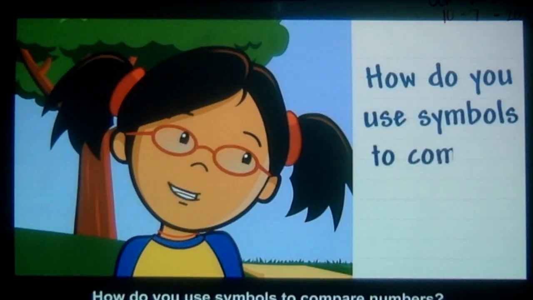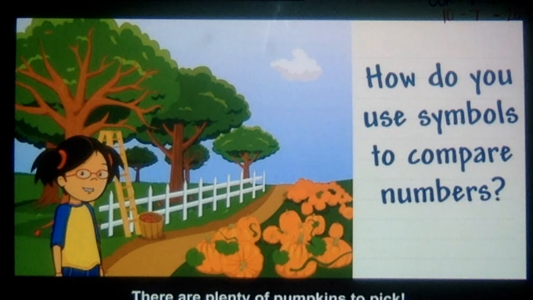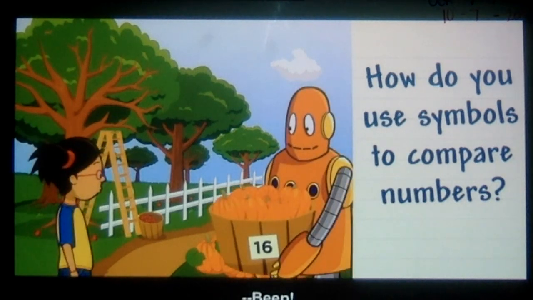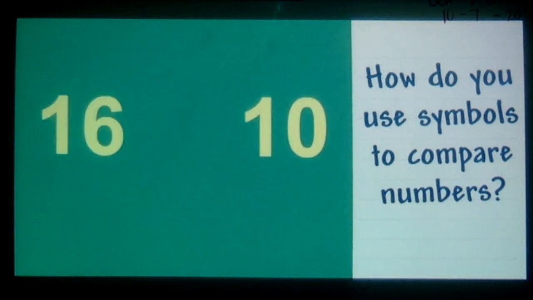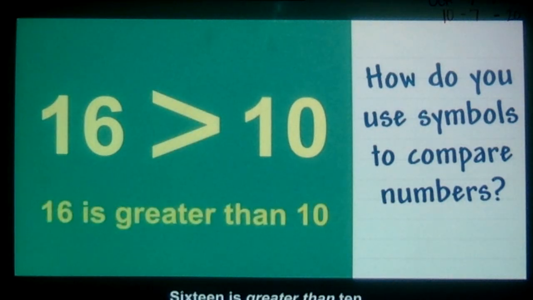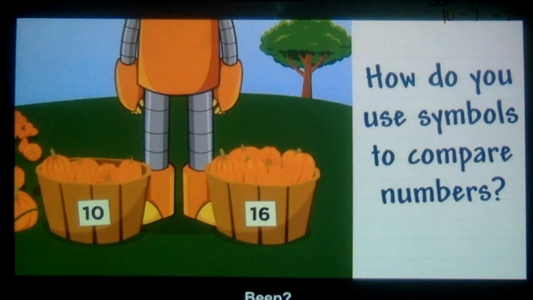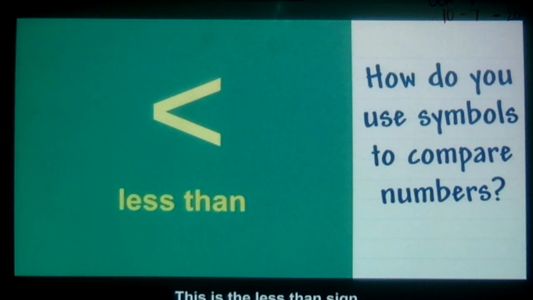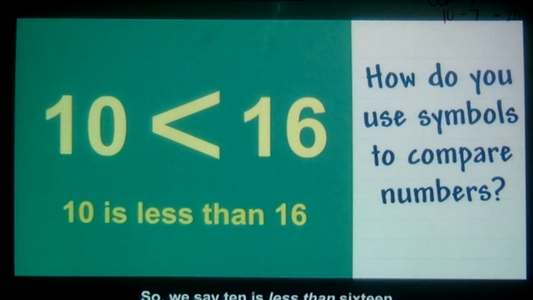How do you use symbols to compare numbers? There are plenty of pumpkins to pick. You can write a number sentence to compare numbers. Cool, you picked 16 pumpkins. That's more than Grandpa. This is the greater than sign. In a number sentence, the wider part faces the bigger number. 16 is greater than 10. This is the less than sign. In a number sentence, the corner points to the smaller number. So we say 10 is less than 16.